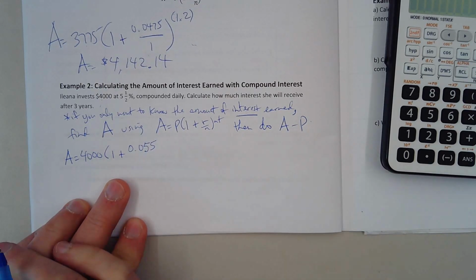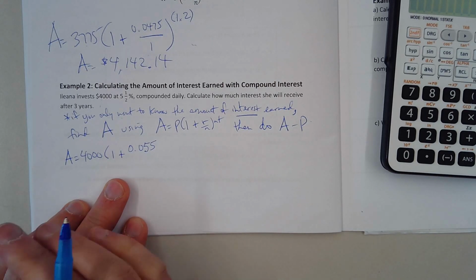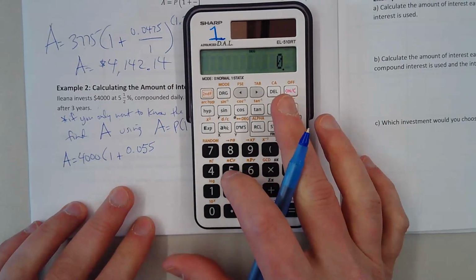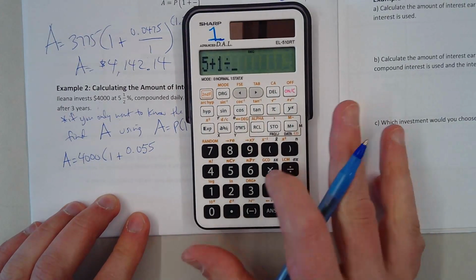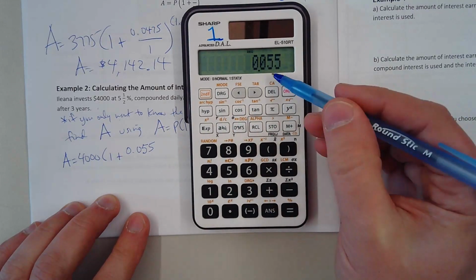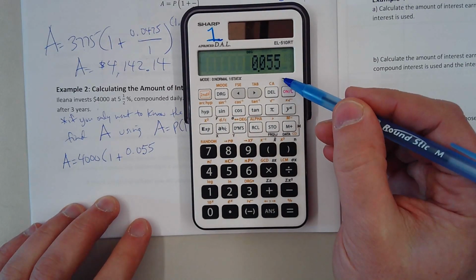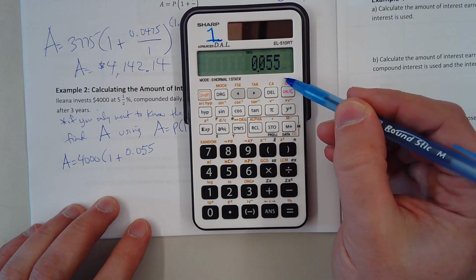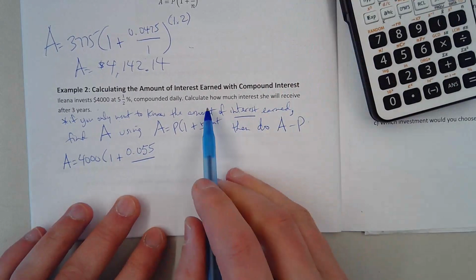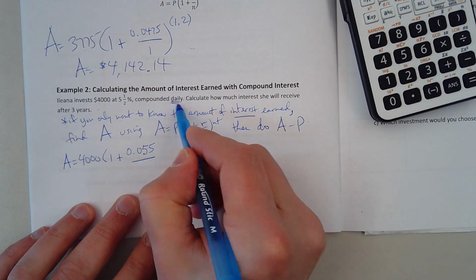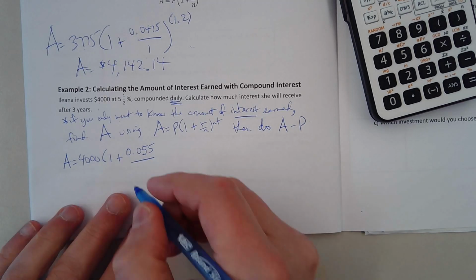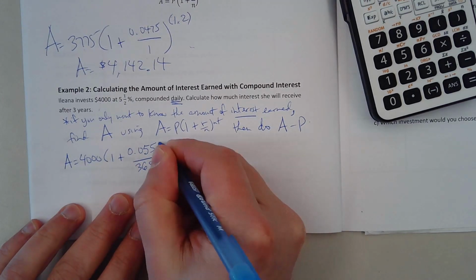Yeah, 0.055. If you're not sure, remember you can go 5 plus 1/2 and then divide by 100. And that'll show you the rate you should use is 0.055. Okay, and this time it says it's compounded daily. So how many times do they calculate the interest in a year? 365. So you put the 365 down there.